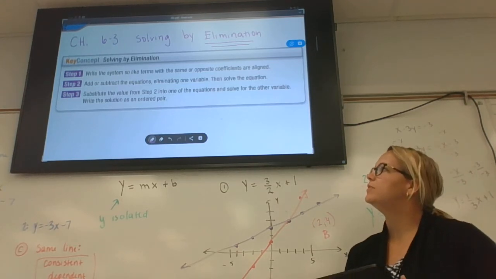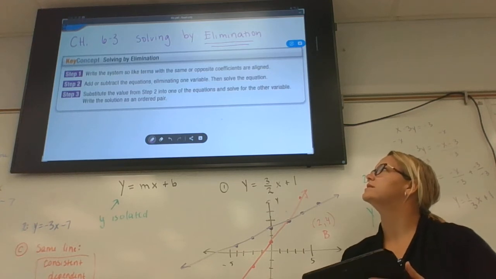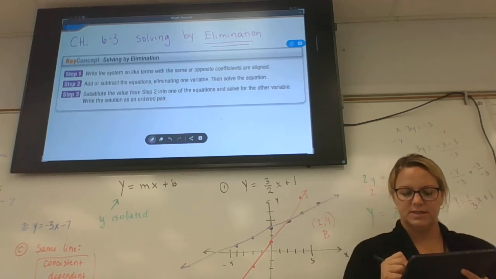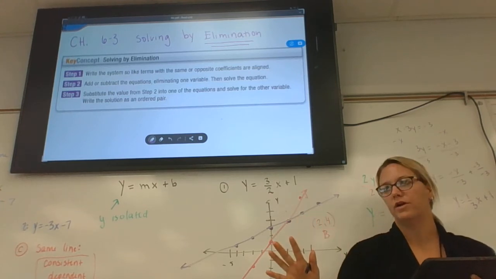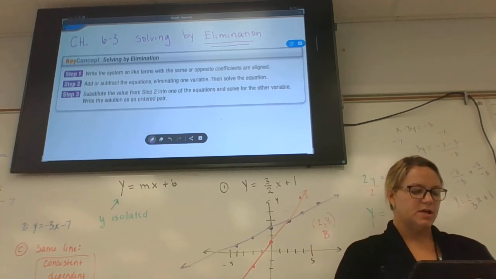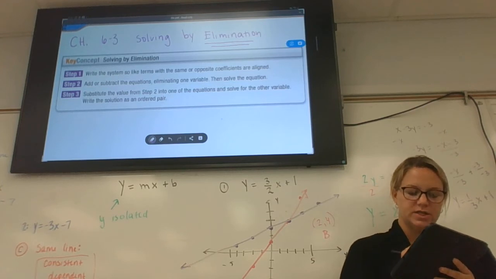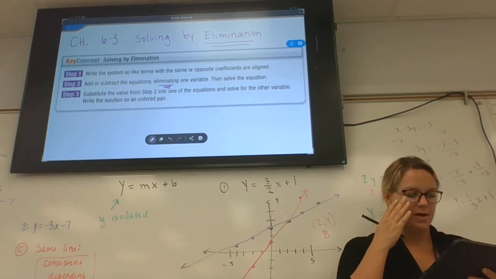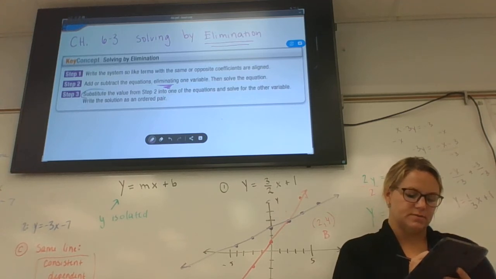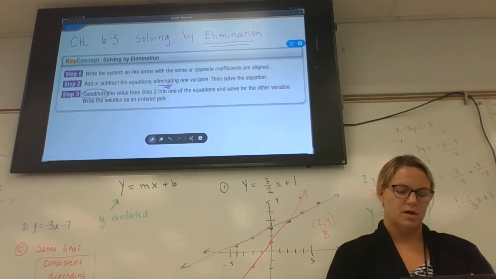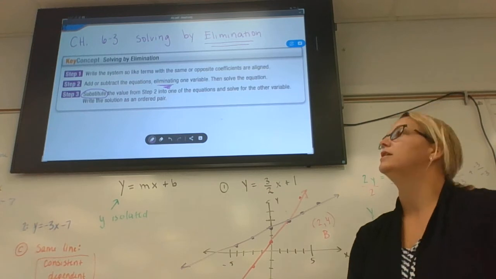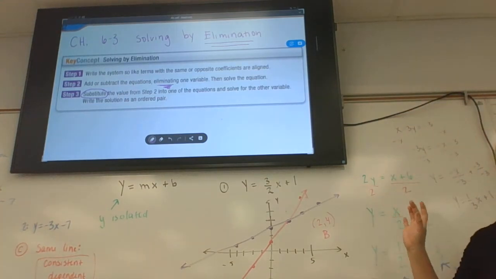Step 1 is to write the system so that like terms with the same or opposite coefficients are aligned. So today, step 1 will be done for you. We're going to start basic and then work to the more complicated ones. Step 2 is to add or subtract equations, eliminating a variable, and then solve. And then step 3 is to substitute. I'd like for you guys to try to write these in your own words, try to shorthand it. Write yourself some steps using less words than what you see here.